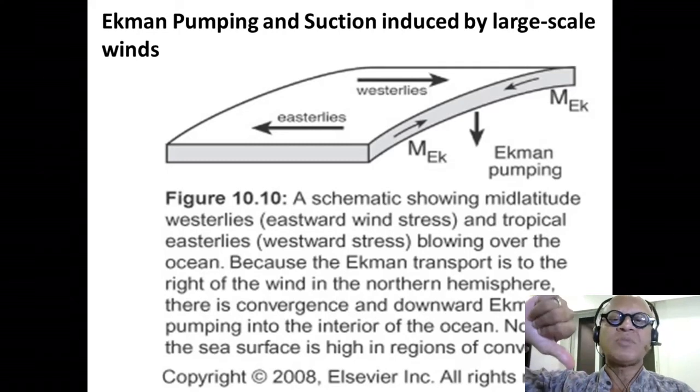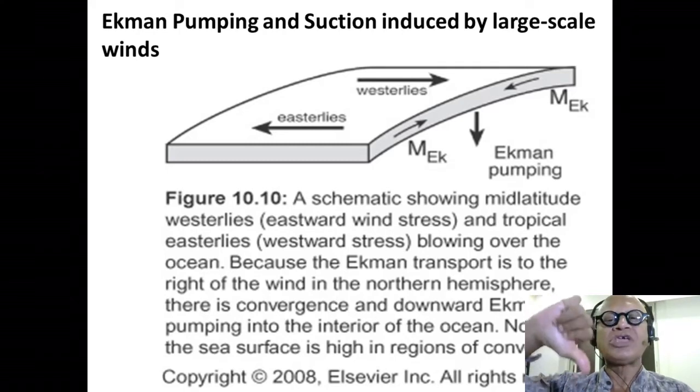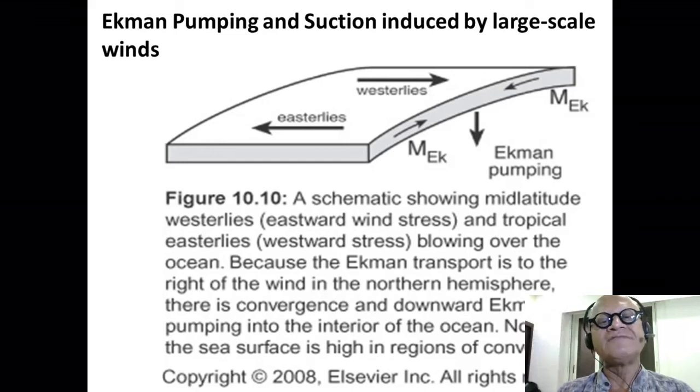For the subtropical gyre, we get a thumb pointing into the ocean in the negative z direction, which means negative vertical velocities, or Ekman pumping. Right? So you have Ekman transport converging into the middle of the subtropical gyre.